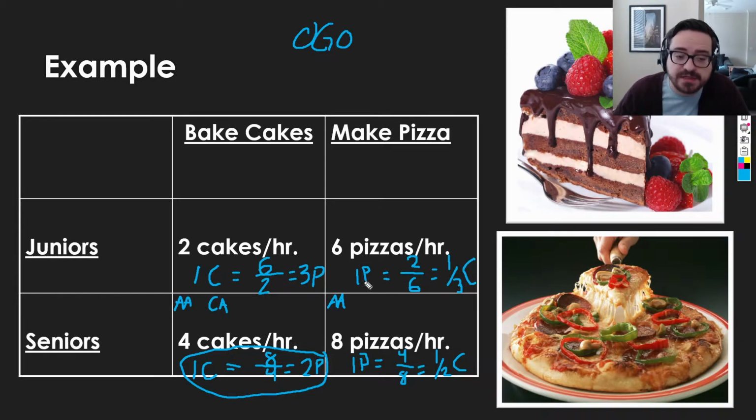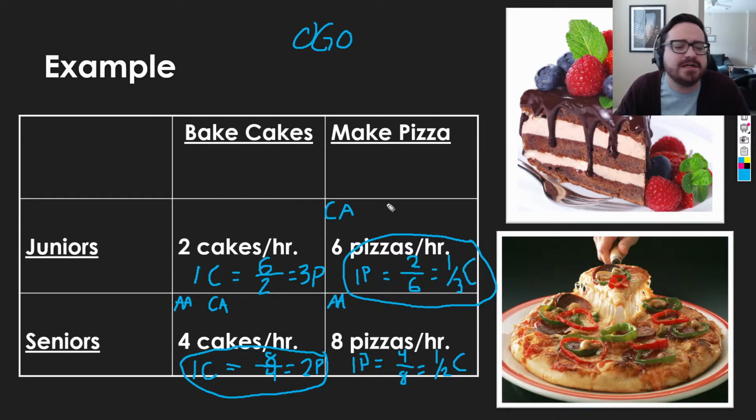So the opportunity cost of making a pizza is a third of a cake for the juniors, and it's a half a cake for the seniors. Now here's the thing. Who has the comparative advantage in pizzas then? Who has the lower opportunity cost? Remember how fractions work, guys. That would be the juniors. Uh-oh. Seniors got real cocky. They thought they were better than juniors at everything.